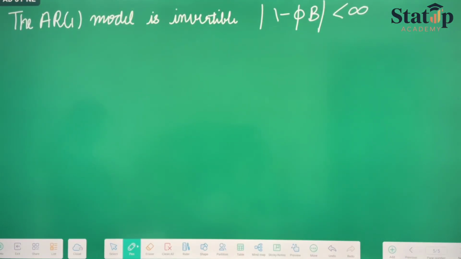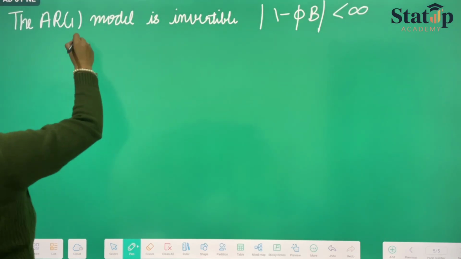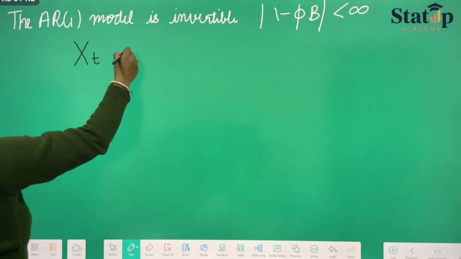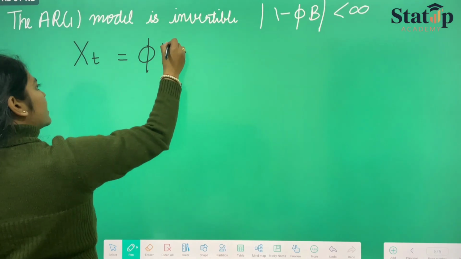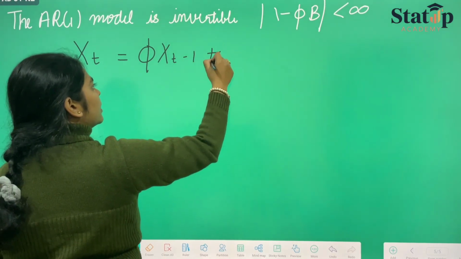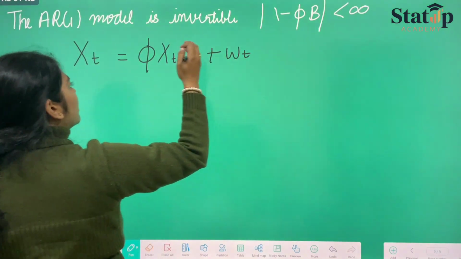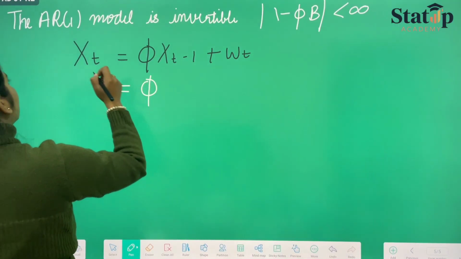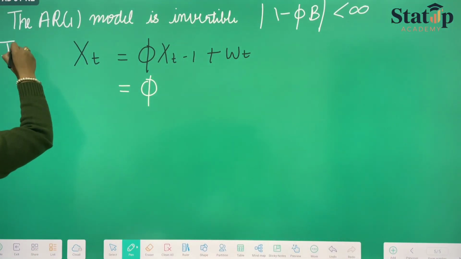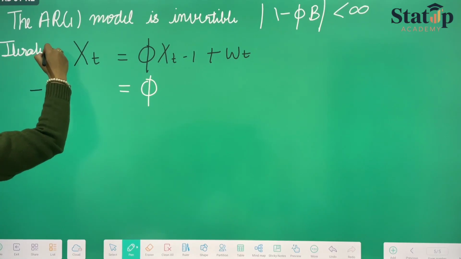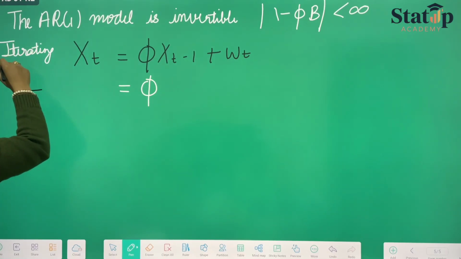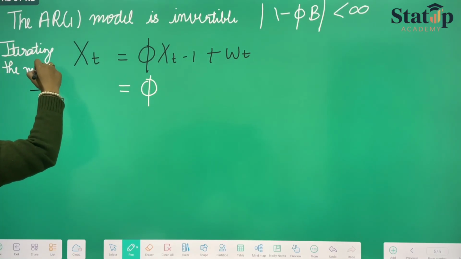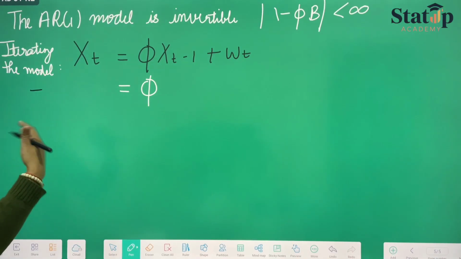Now we'll move forward with this model only. Let us take the model xt is equal to phi x t minus 1 plus wt. Now x t minus 1 can again be written by iterating the model. Iterating means repeating the model.